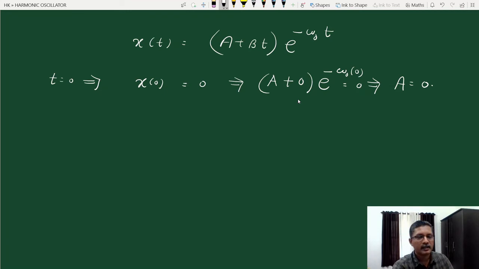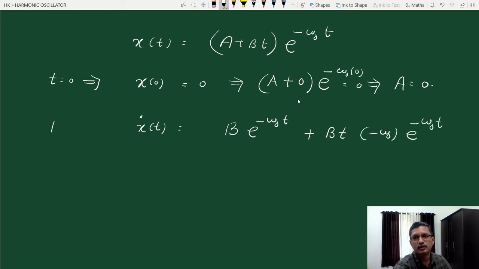Okay, then the next condition, we have to take x dot in order to evaluate that. So let us find out x dot at any time t. What is x dot? The derivative of the first function gives b e raised to minus omega 0 t, plus bt times the derivative of the second function, which is minus omega 0 e raised to minus omega 0 t. Taking e raised to minus omega 0 t and b outside, we have (1 minus omega 0 t) b e raised to minus omega 0 t. This is x dot at any time t.